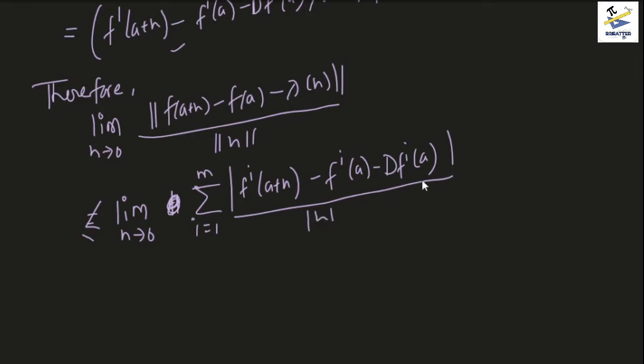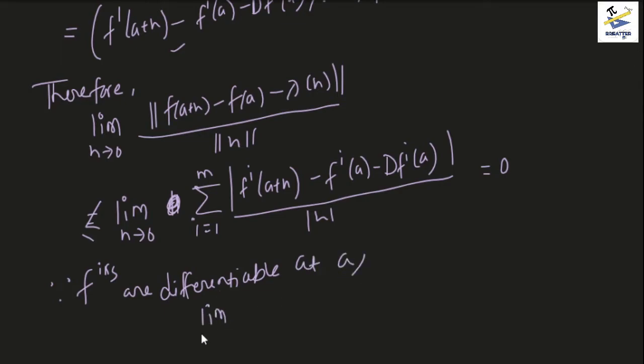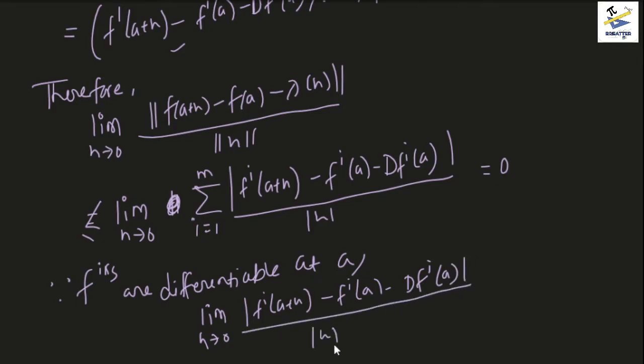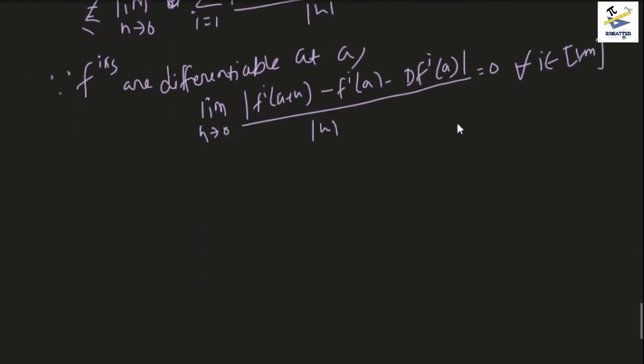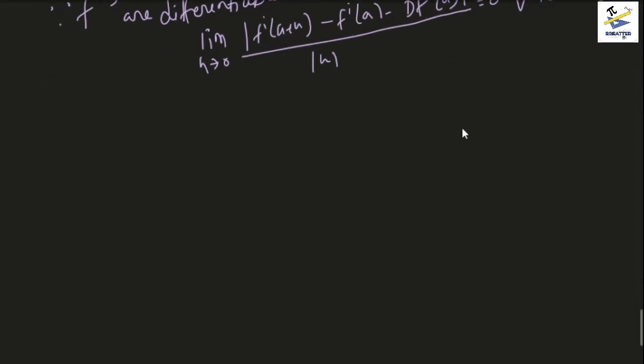And we do understand that all of these limits go to 0. This is because the fi's are differentiable at a, so because this is true, we know that the limit as h tends to 0 of fi of a plus h minus fi of a minus dfi of a, which is basically the derivative for fi, divided by mod of h equals 0 for all i belonging to 1 to m. And that is why this is also true, and this proves that the limit is 0, right? So this is another way of doing it.